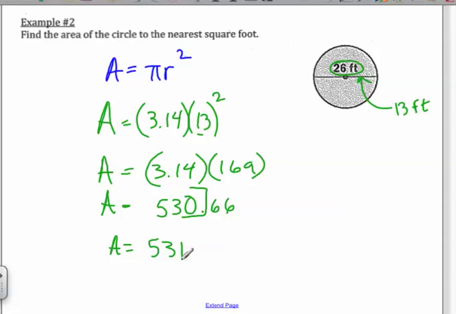Am I done? No. Nico? You have to put feet squared. Feet squared because we're talking about area here. All right? Beautiful job. Thank you, everybody who helped out. Let's look at the next example.